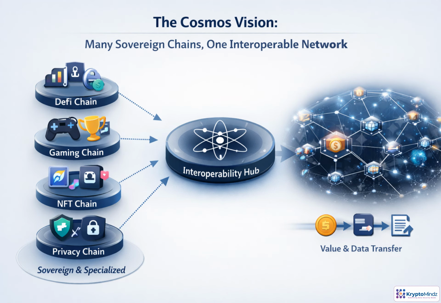Cosmos starts from a different assumption. Not every application should compete for space on one shared chain. A DeFi app, a game, and a privacy protocol may need different rules, fees, validators, and upgrade processes. Cosmos lets each become its own sovereign chain, optimized locally. The key point is that sovereignty does not mean isolation. Through interoperability, these chains can still move tokens, messages, and data across the wider network.